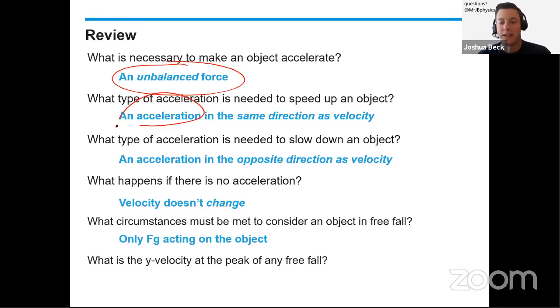What is the y velocity at the peak of any free fall? I don't care if I drop it. I don't care if I throw it up. I don't care if I throw it down, throw it at an angle, whatever. What's the y velocity, the vertical velocity at the peak? 0. Always. Has to be.